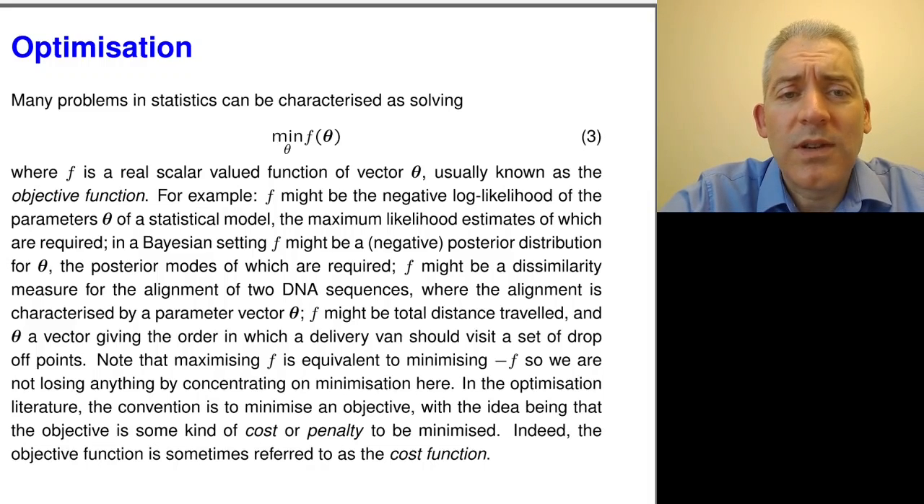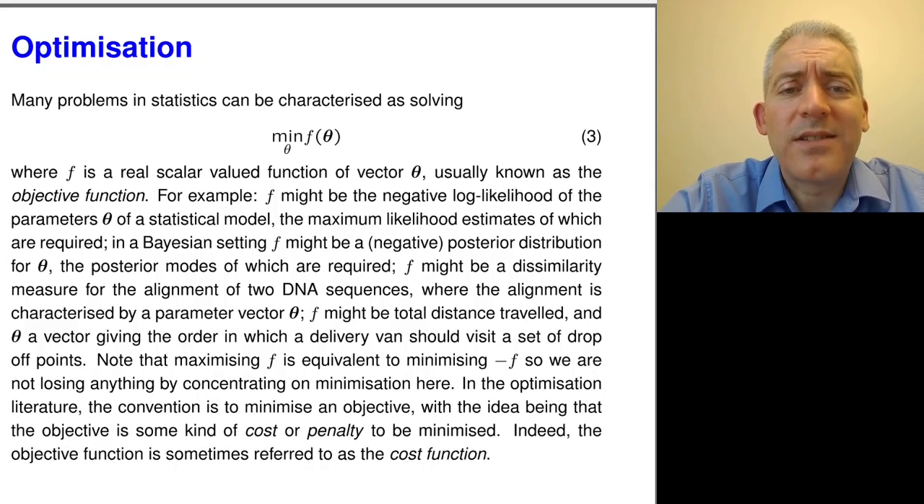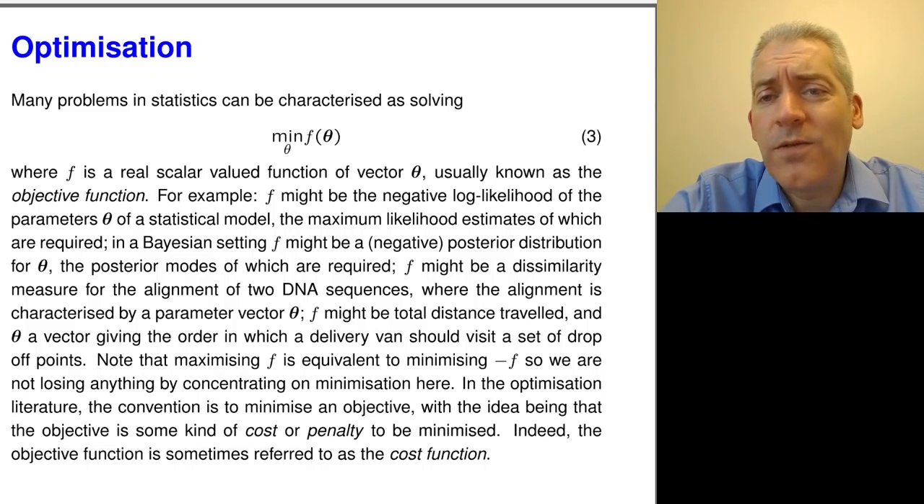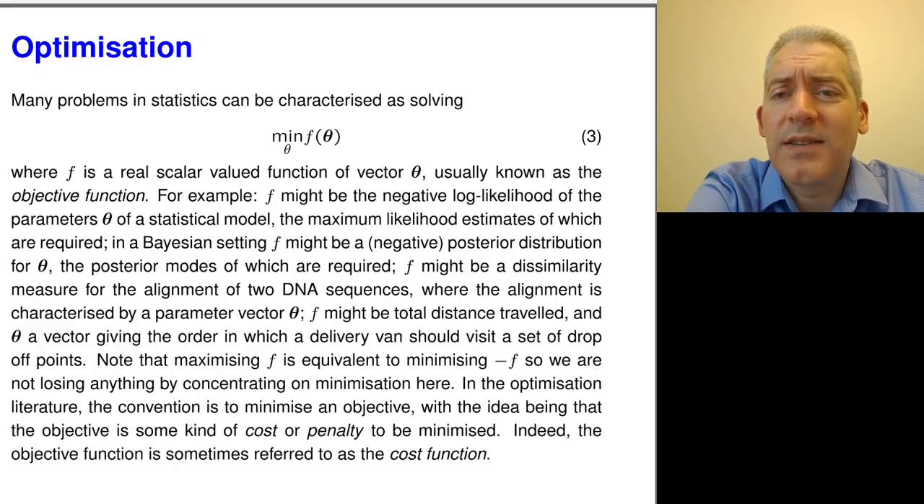All right, so you would say I've got a function f, which is a function of theta, and I want to find the theta that makes f as small as possible. So we're typically thinking of f as being a scalar-valued function of some vector-valued quantity theta. Now, in statistics, we very often want to maximize things. So we might want to maximize a likelihood, a log likelihood, find a posterior mode, etc.